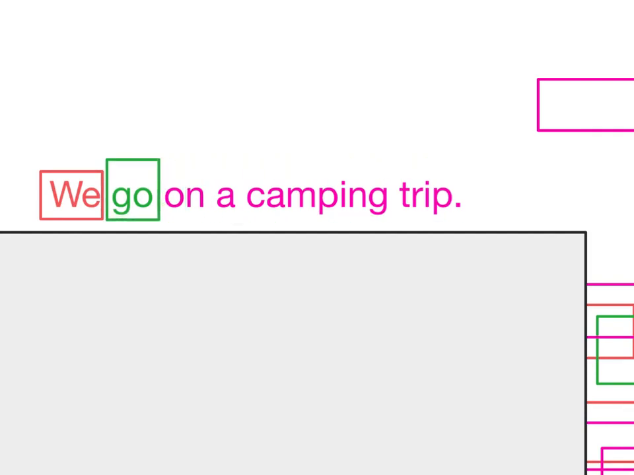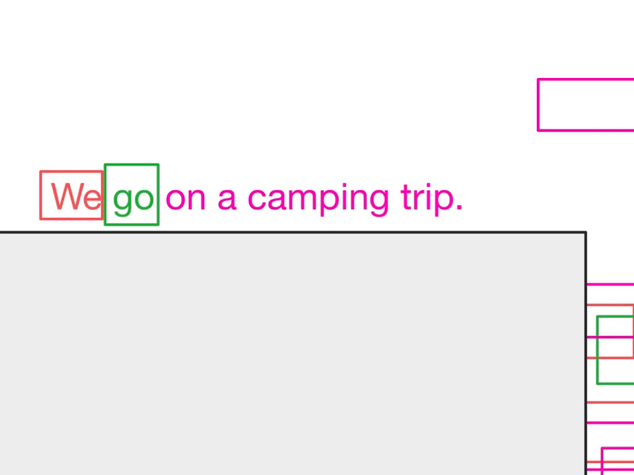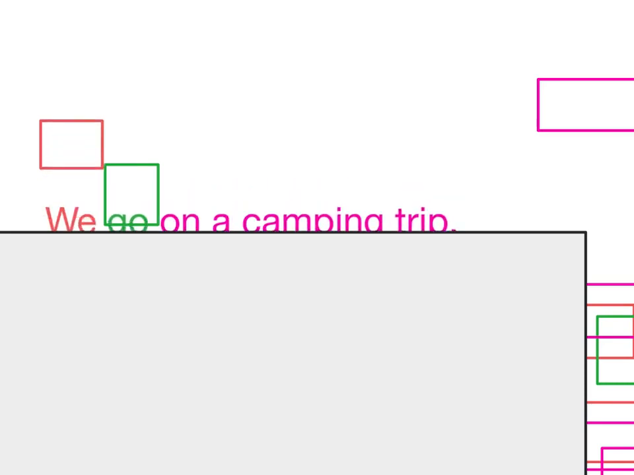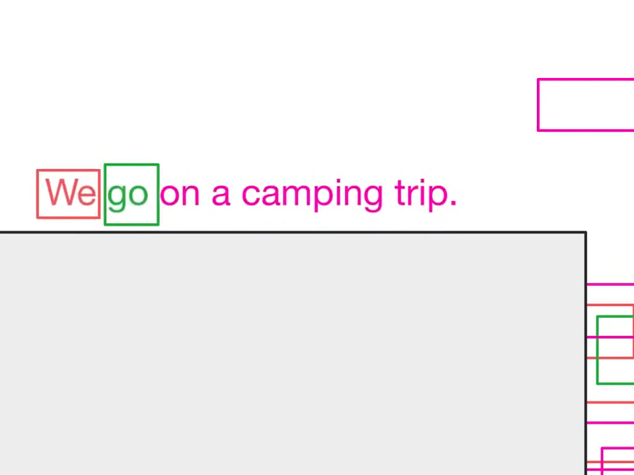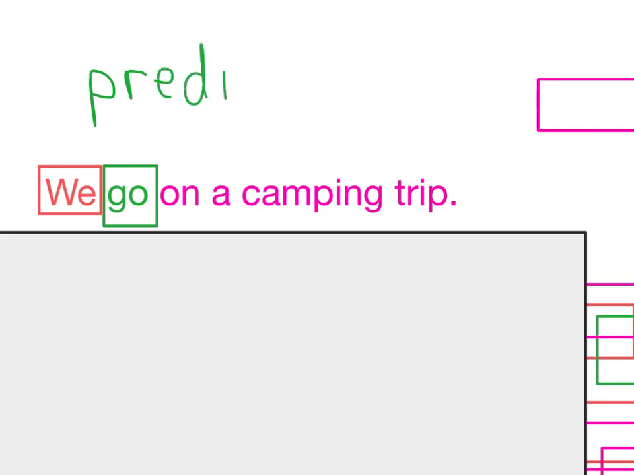All right, it is true that go is the verb, but a sentence only has two parts. The first part is the subject. The other part is called the predicate. That's not a word I have used before, but our sentence has two parts, red and green. The first part, which is red, is the subject.